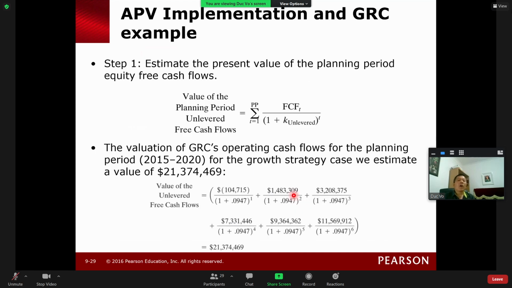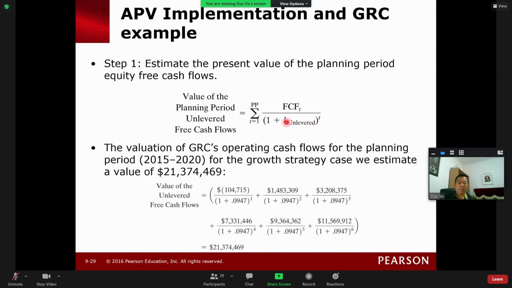Right. Now, using the figures from the book, I'll try to illustrate some of the numbers. The first one: you look at the first 6 years, the planning period. You use the free cash flow and discount it using the cost of capital, but unlevered. Say again, the cost of capital, but it is unlevered. Here, I say the unlevered here.